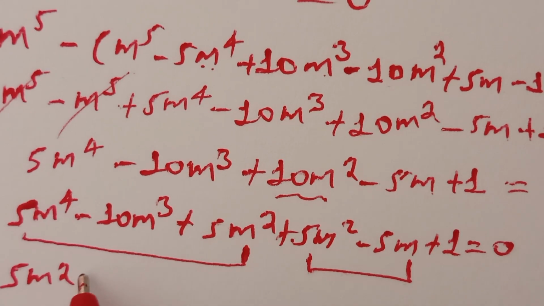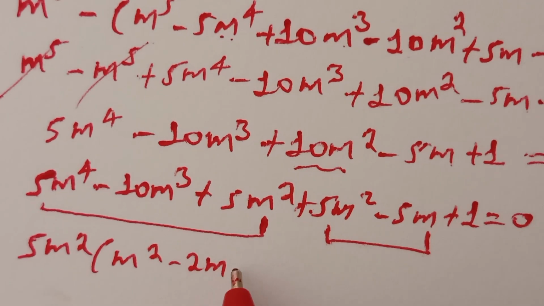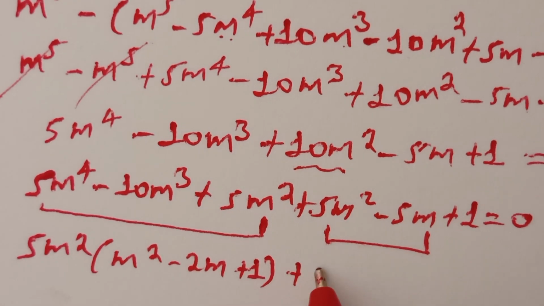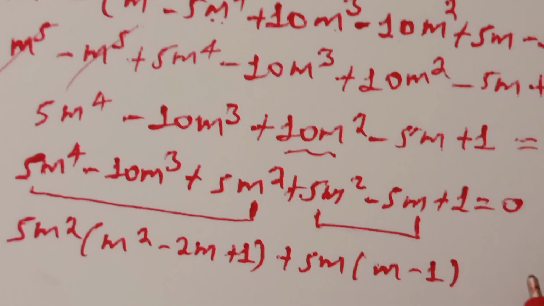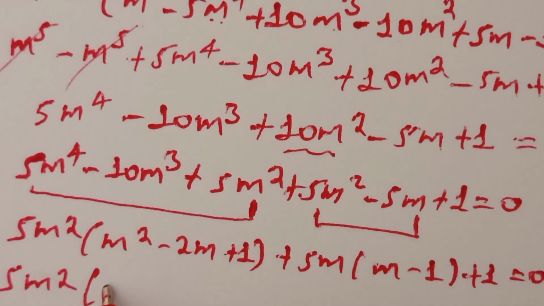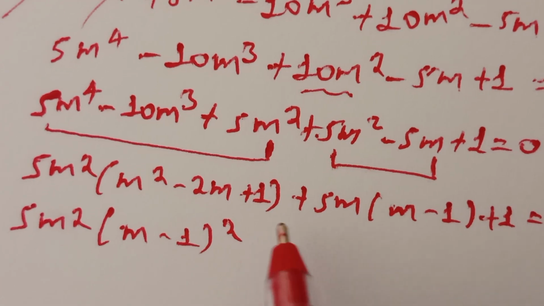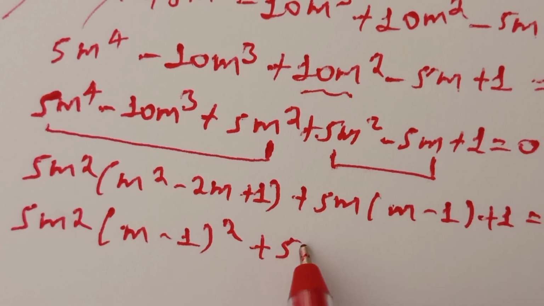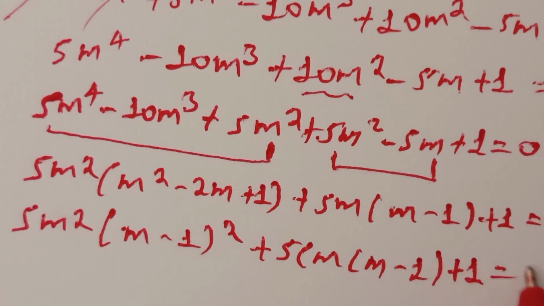5m squared as a common, this m squared minus 2m plus 1, plus 5m as a common, this part m minus 1, plus 1 is equal to 0. 5m squared into this is the same as (m minus 1) squared, and plus this 5m into (m minus 1) plus 1 is equal to 0.